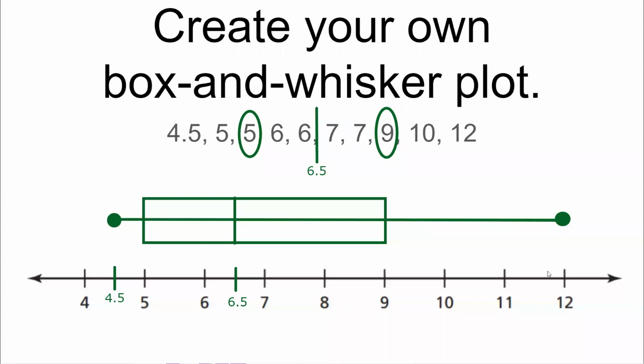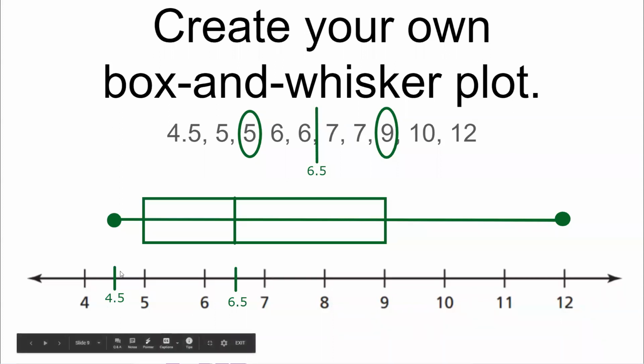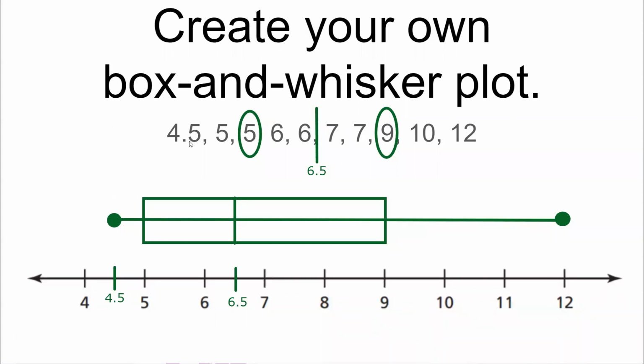Hopefully your box and whisker plot turned out a little bit like this. Our minimum is at 4.5 because it's the smallest number we have. Our maximum is at 12 because it's the biggest number we have. After that, I found the median, which is the middle, or Q2. It is an even number of numbers, so we don't actually have a middle number. So I took the average of 6 and 7, adding them together and dividing by 2 to get 6.5, which is this Q2 line right there.